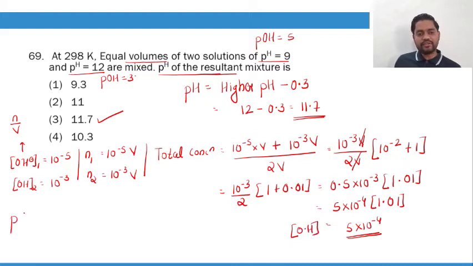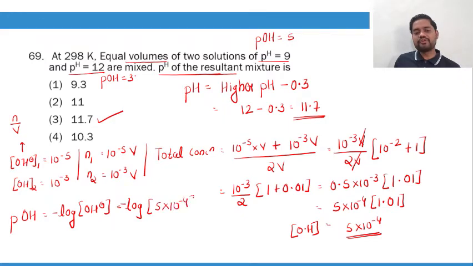So if I try to calculate pOH, pOH will be equal to the negative log of the concentration of OH minus ion, that is the negative log of 5 into 10 raised to minus 4. And that will give you 4 minus log of 5. 4 minus log of 5 is less than 4, right? So if you do this calculation, the value will be less than 4, that is around 3 point something, and that is pOH.